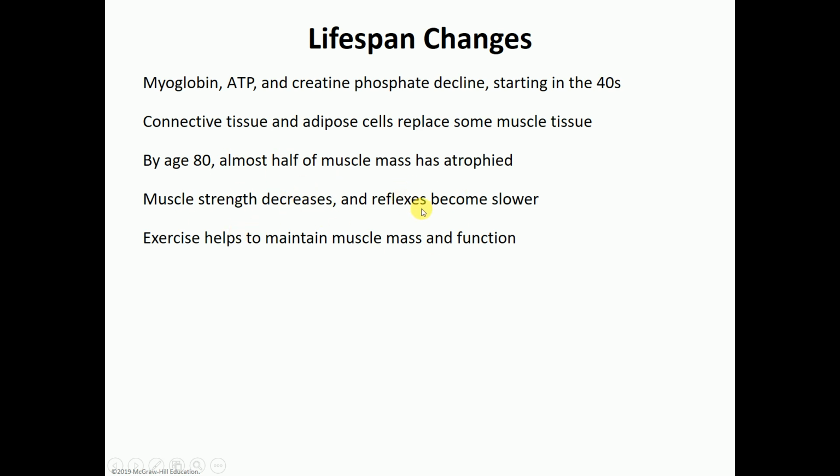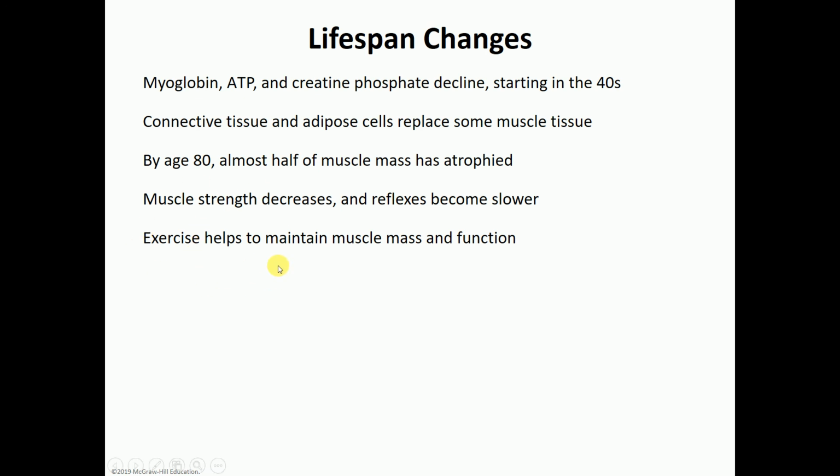Reflexes become slower, so there's that interaction between muscle and nerve where the reflexes get slower, and hence the need to always evaluate patients. If they get to a point where the reflexes are too slow, are they a hazard to themselves when they're driving? Are they a hazard to others? These are things that you have to keep in mind.